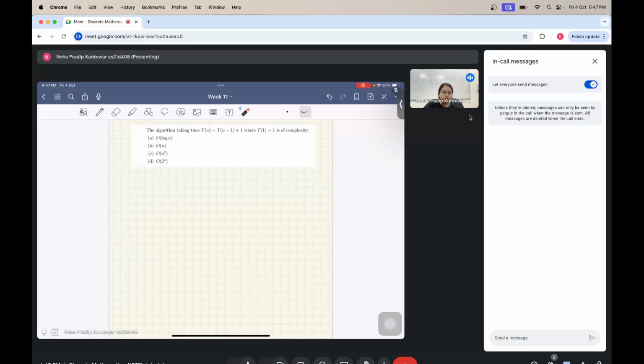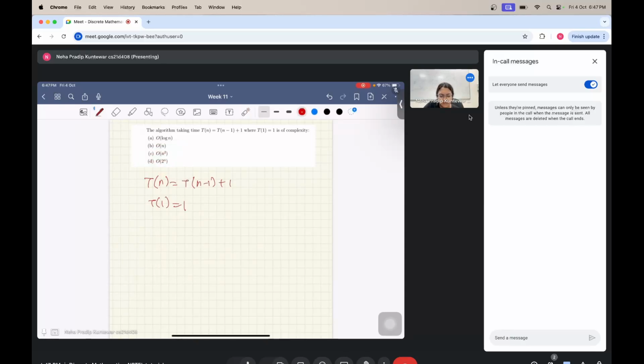Okay. So I'll read out the question. You are given this relation: t of n is t of n minus 1 plus 1, where t of 1 is 1. And what you want to do is find a closed form expression for this, or its asymptotic complexity.